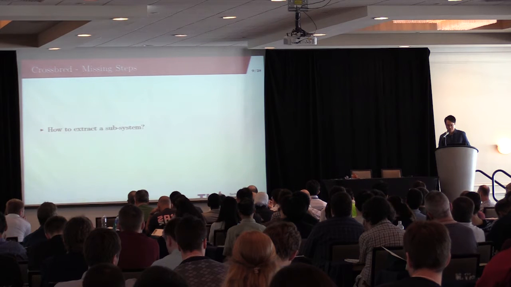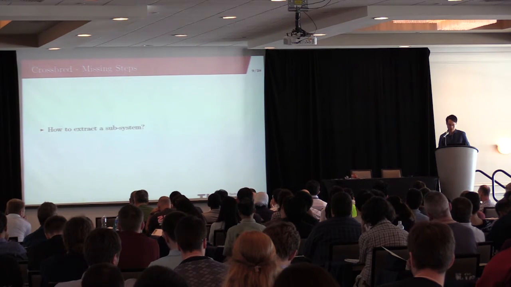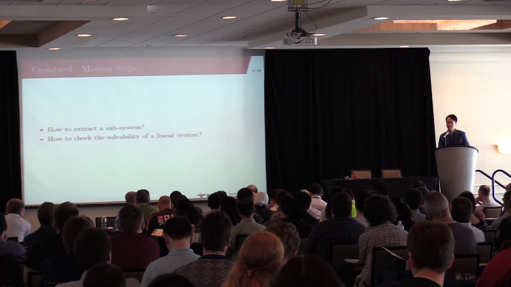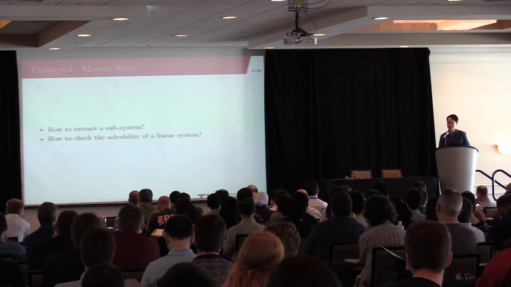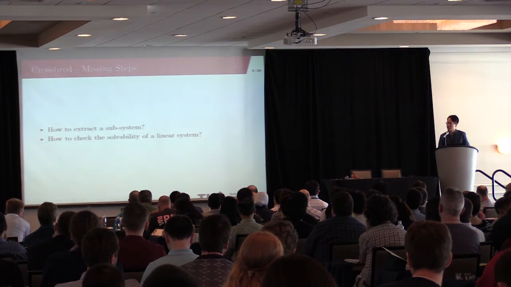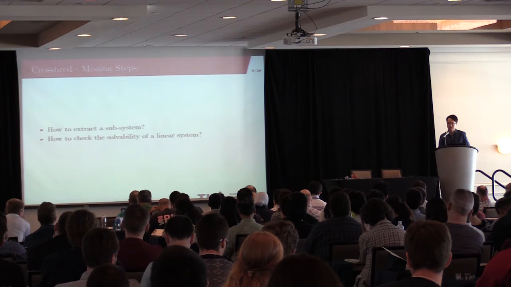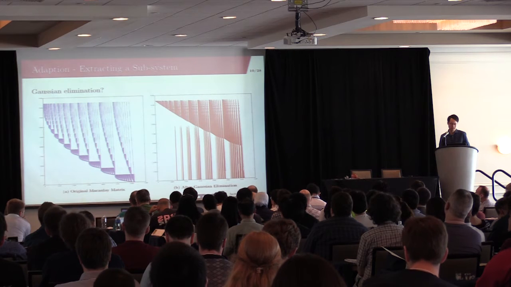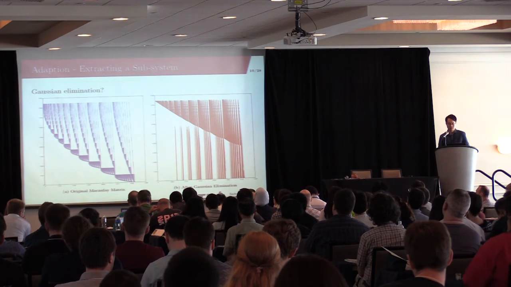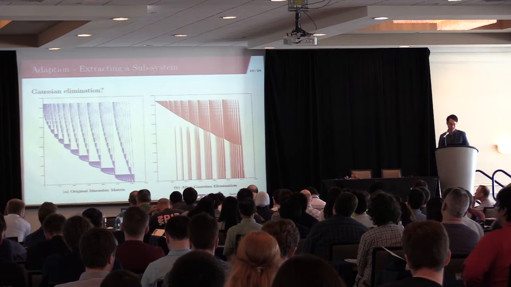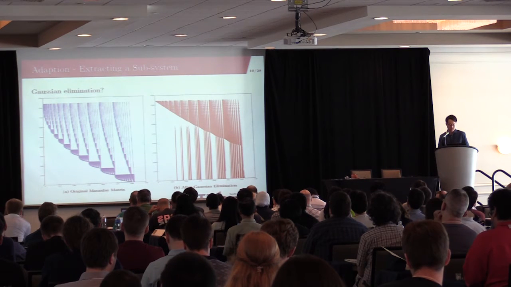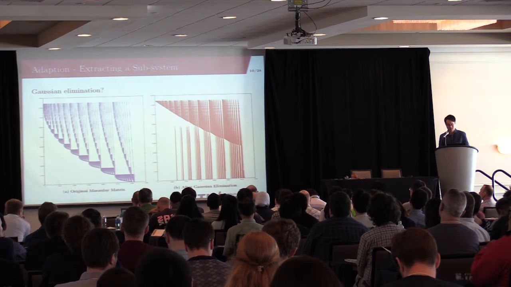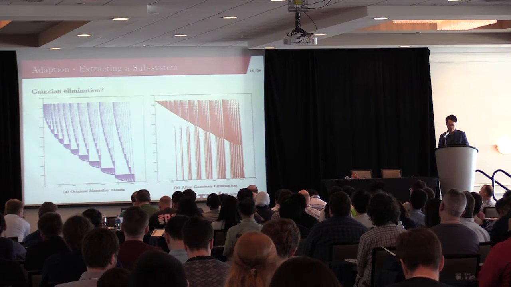There were some details that were not very clear to me in the original paper. The first is how do we extract a subsystem? And the second is how do we check the solvability of a linear system efficiently? Those were the difficulties that we had to address. First of all, how do we extract a subsystem from the Macaulay matrix? The simplest idea is that we could just apply Gaussian elimination. You could see on the left-hand side the original Macaulay matrix, but if we simply apply Gaussian elimination, the result will be on the right-hand side.